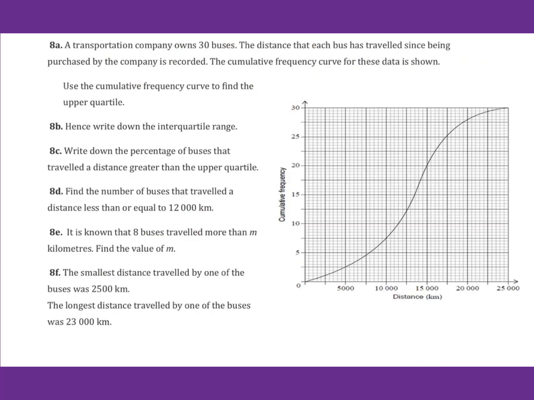Let's go to 8a. A transportation company owns 30 buses. And the distance that each bus has traveled since being purchased by the company is recorded. The cumulative frequency curve for this data is shown below. Write down the interquartile range. That means you need to get the third quartile minus the first quartile. Altogether is 30. Divided by 2, this will be the median.